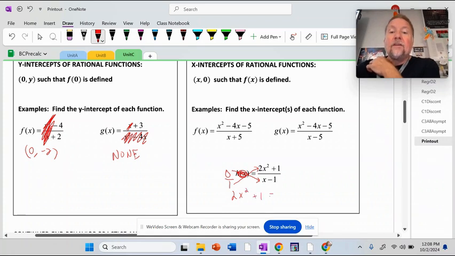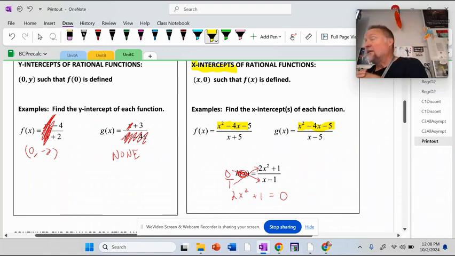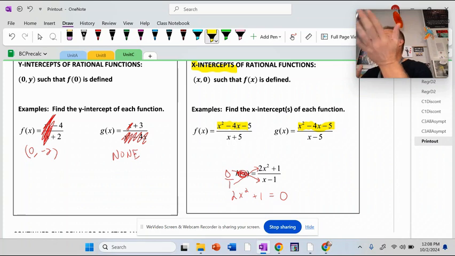So then you just have the numerator equal to 0. So that's why I'm going to highlight these. The x-intercepts are just the zeros of the numerator, because every single time I plug in 0 for y, I cross multiply and the denominator goes away.